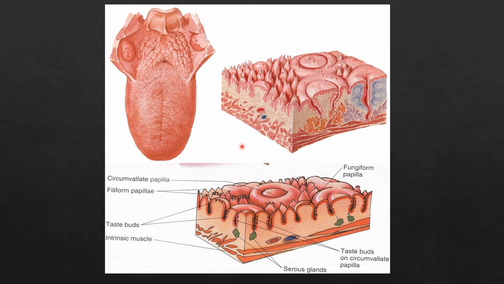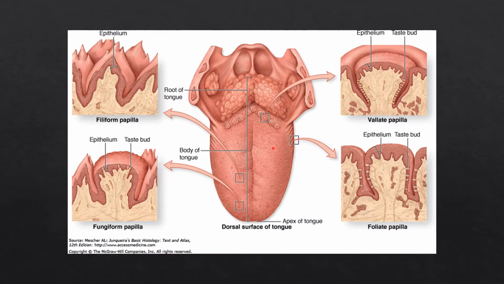In this slide you can see a section of the tongue and you should be able to identify the papillae. This one is the circumvallate papilla, this is the filiform papilla, and this one is the fungiform papilla. And here are all four papillae. This is the filiform papilla, an inverted V-shaped papilla; the fungiform papilla, which is a mushroom-shaped papilla; and the circumvallate papilla, a dome-shaped papilla covered by a circular sulcus. And this one is the foliate papilla.